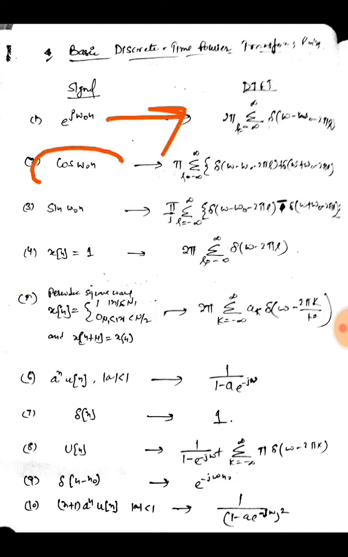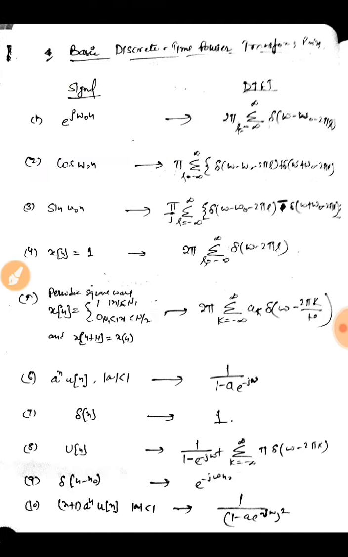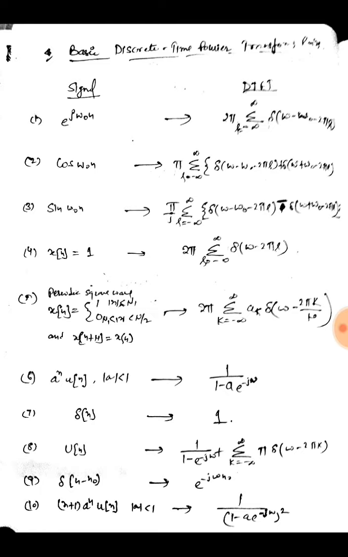For cos omega naught n, it will be e raised to power j omega naught n plus e raised to power minus j omega naught n, divided by 2. So it comes out to be these two delta functions. Similarly, we can find it for sin omega naught n, which is e raised to power j omega naught n minus e raised to power minus j omega naught n, upon 2j. So it comes out to be pi by j times this function. And for 1, the Fourier transform is the summation of delta of omega minus 2 pi L, where L runs from minus infinity to infinity.